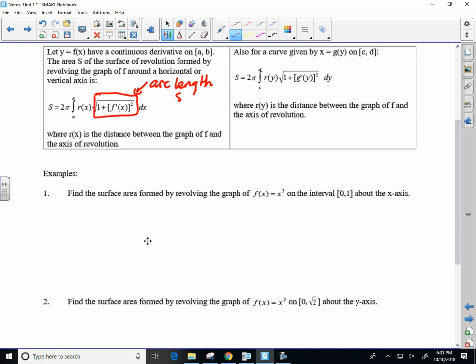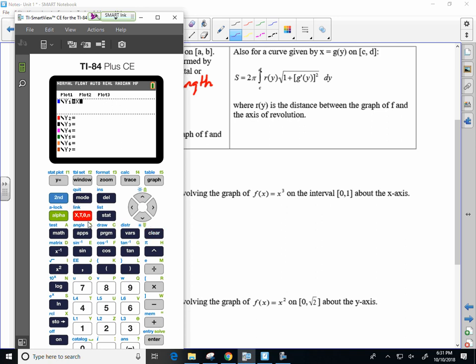So find the surface area formed by revolving the graph of f of x equals x cubed on the interval of 0 to 1 about the x-axis. Just because I don't feel like drawing ever again, I'm using the calculator to draw for me. This one's easy enough to draw, I just don't want to. You could even just tell it what the range would be, because you plug in 0, you plug in 1, it's going to be 0 and 1. Or you could use a zoom fit process too.